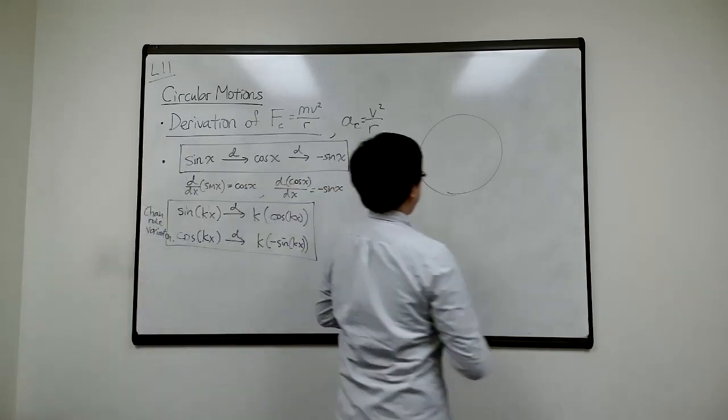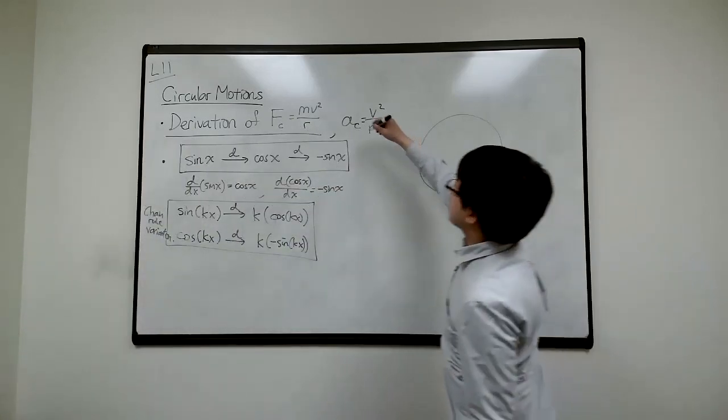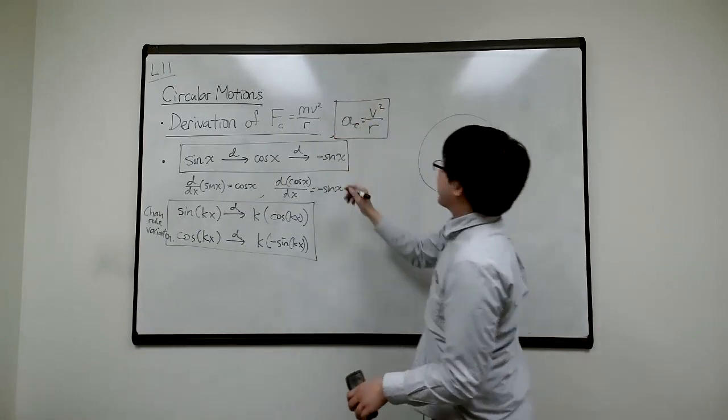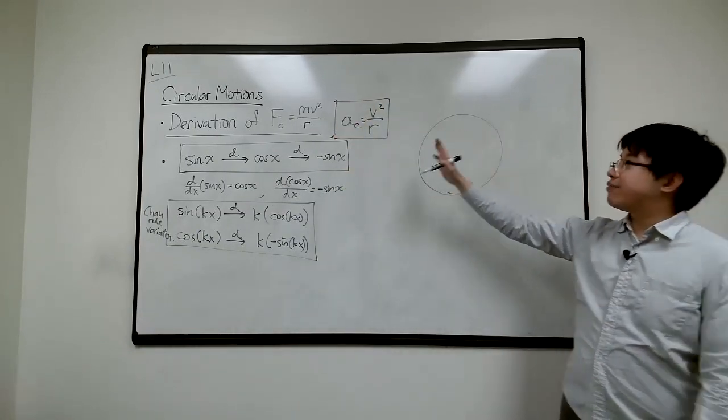Okay, so this is my goal. I want to convince you that the centripetal acceleration is v squared over r.